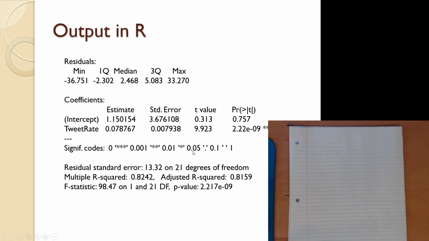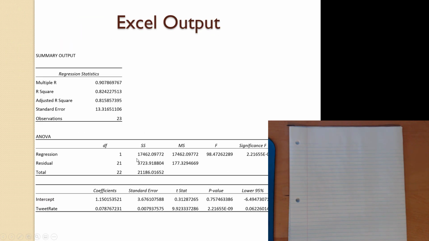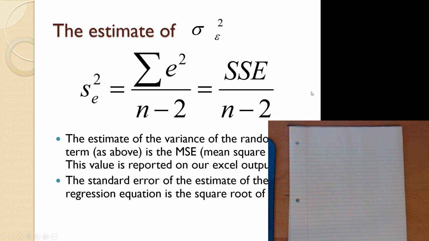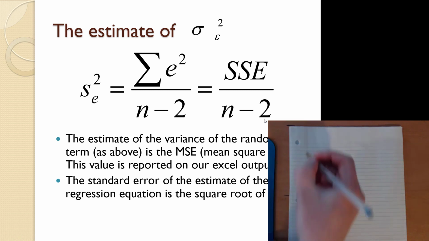And we will see that on our output as well. So we go back a couple of steps here. We see mean squared of the regression, mean squared of the error right there. Essentially, if you took this 13.3165 and you squared it, you get 177.3294669. So we note that when we start talking about degrees of freedom, they actually do show up in a formula, and perhaps we don't really appreciate that terribly much.